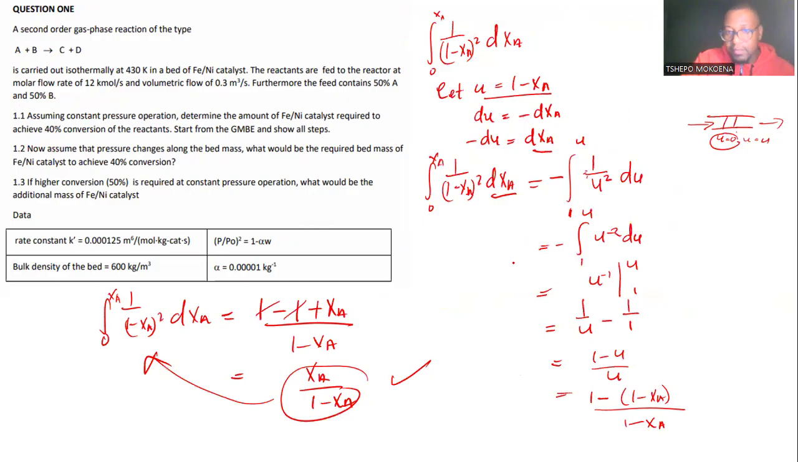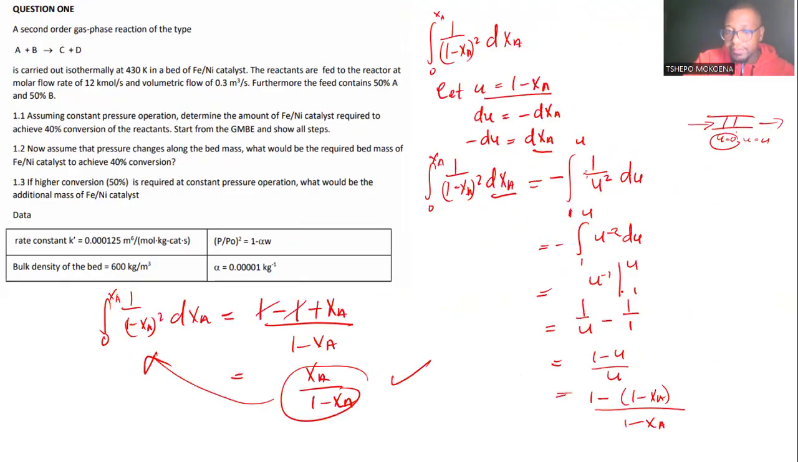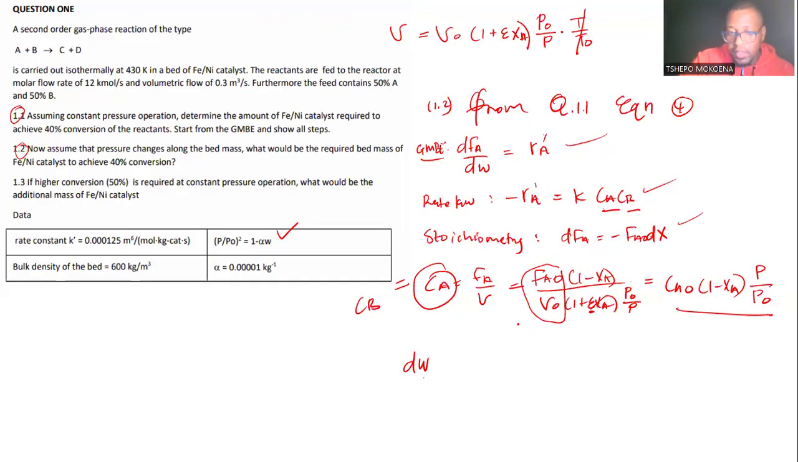Basically, I'm going to take it from here, show you. I'm going to take it from here. Okay, or I can even take it from here. Yeah, I was supposed to take it from there. So we're going to have dW, okay? Let me just do it step by step. We have negative, I'm substituting FAO, dXA divided by dW is equal to the rate.